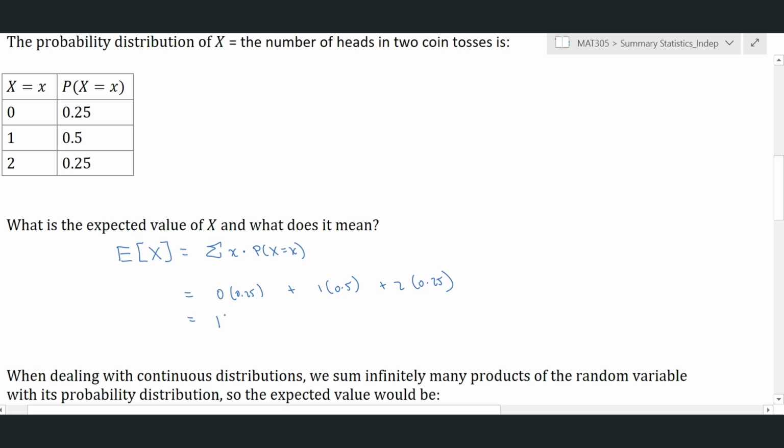Okay, well, let's think about what actually happened here. First of all, the units would need to be related to the number of heads. But keep in mind, this is the expected value. So this is an average. So we would expect on average to get 1 head per toss.